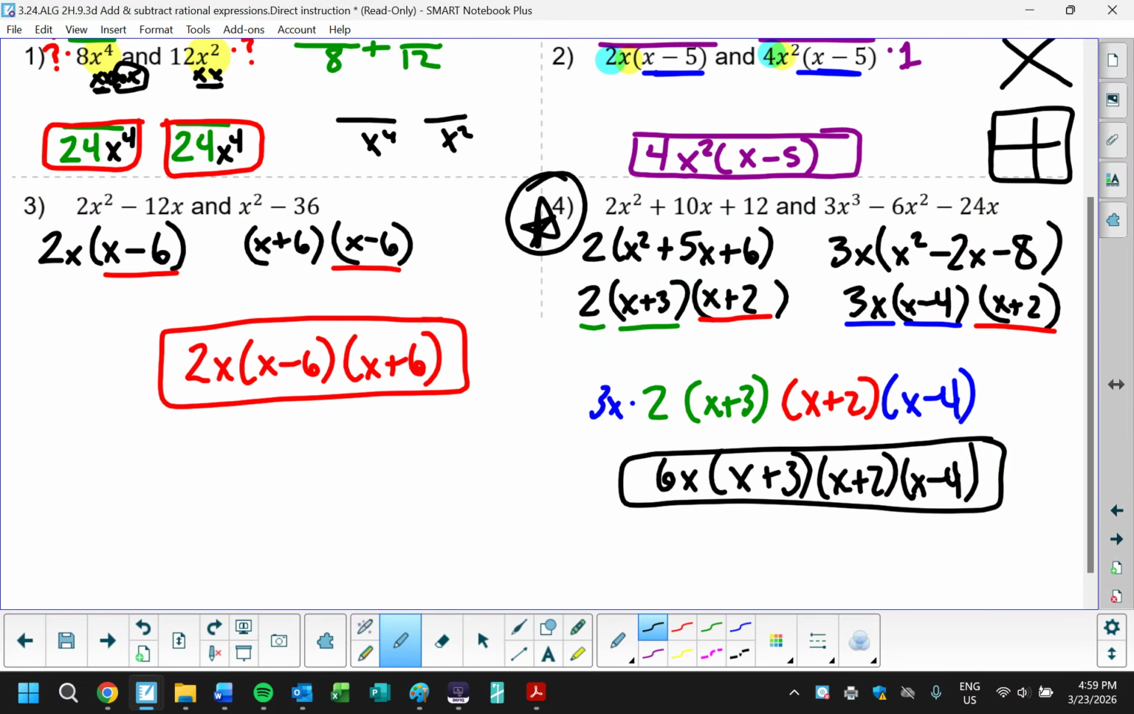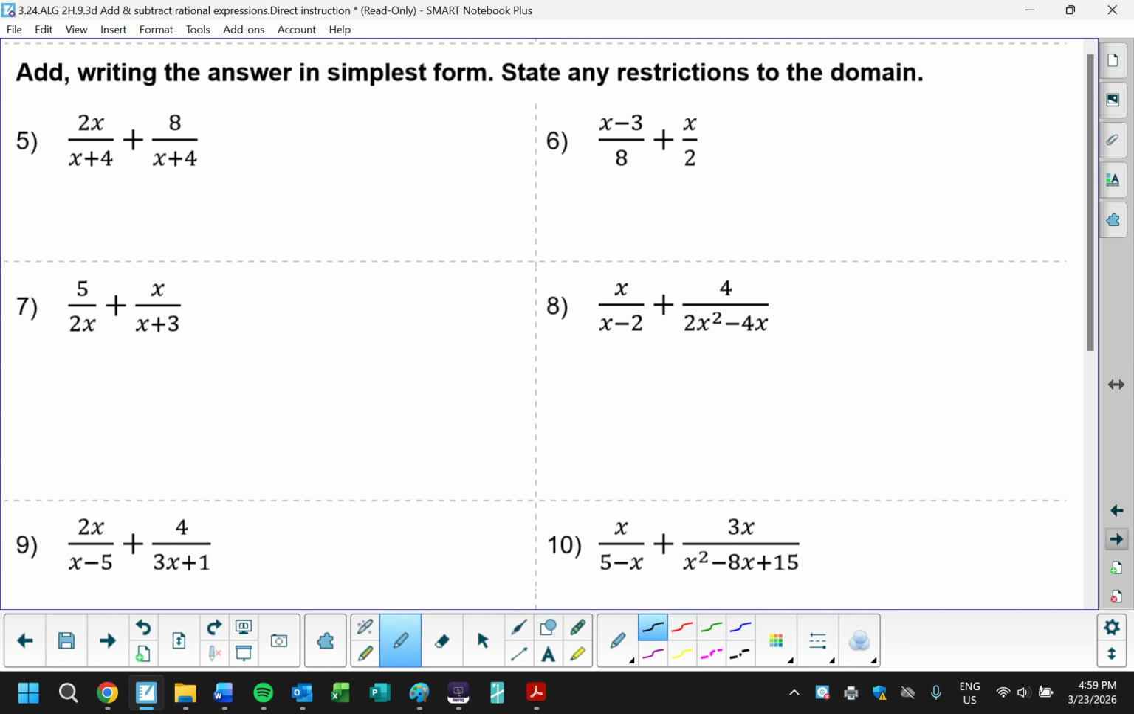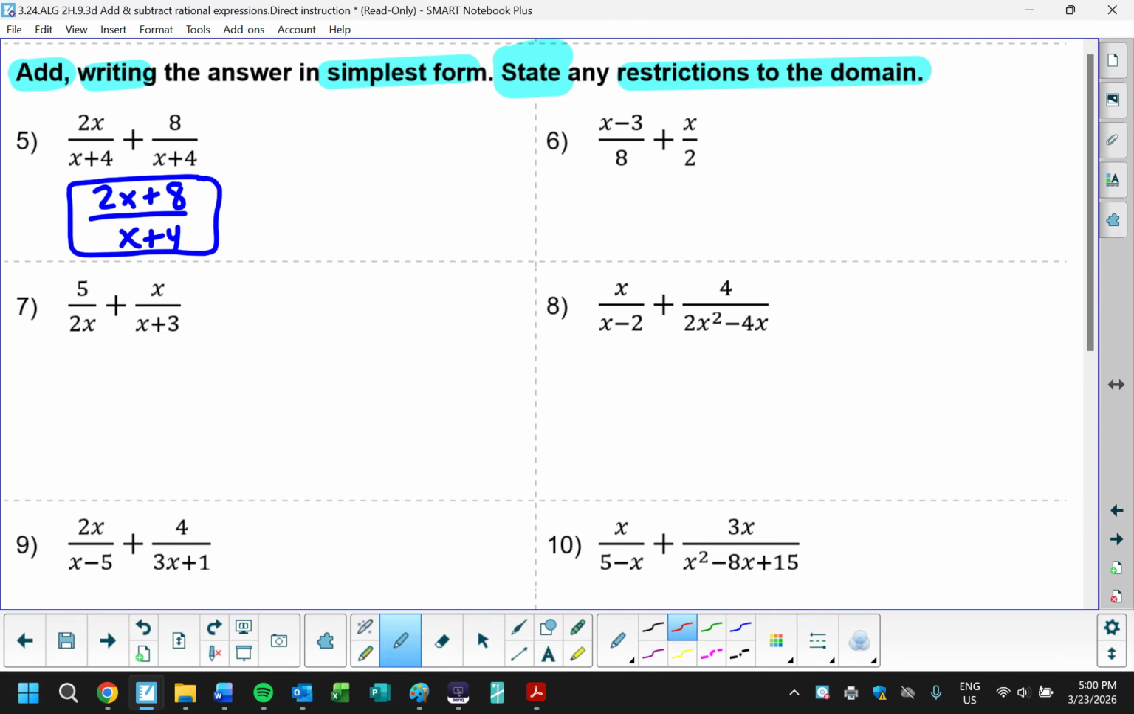If you need, pause, go back, rewatch this while we continue on with actually using that least common multiple to add, writing the answer in simplest form, and yes, we are supposed to state restrictions to the domain. Now, I would argue that the first problem is pretty quick and simple. They already have a common denominator. So really all you have to do is add the two numerators. Can anything pull out of every single term? No sir, no ma'am. And let me just go ahead and pause and state, hey, don't forget, negative 4 is going to be a restriction to that domain. You cannot substitute a negative 4 and make this a reasonably defined statement.